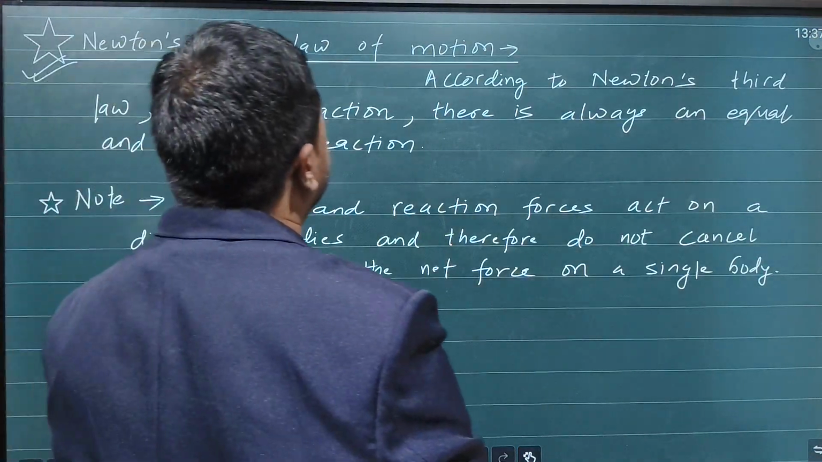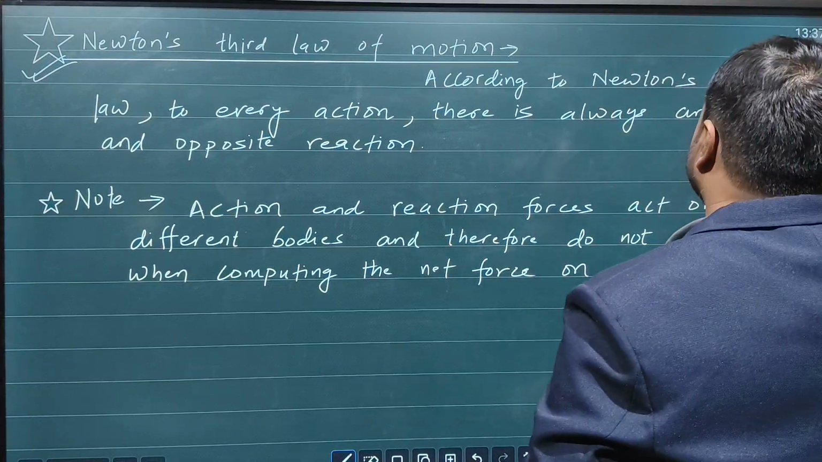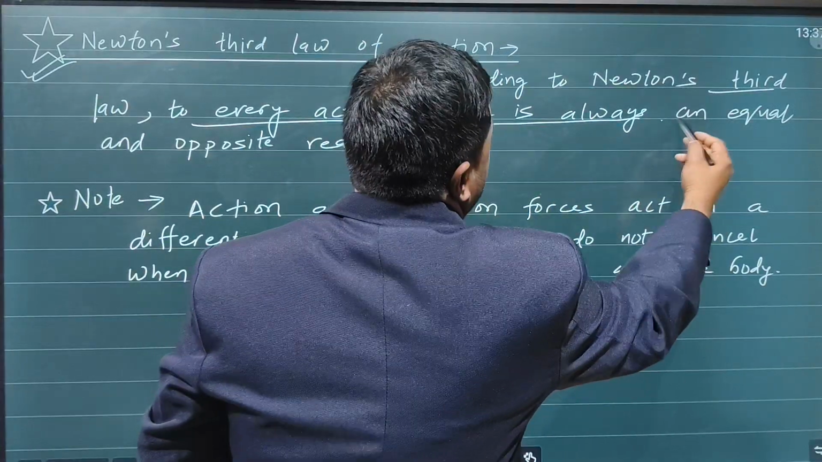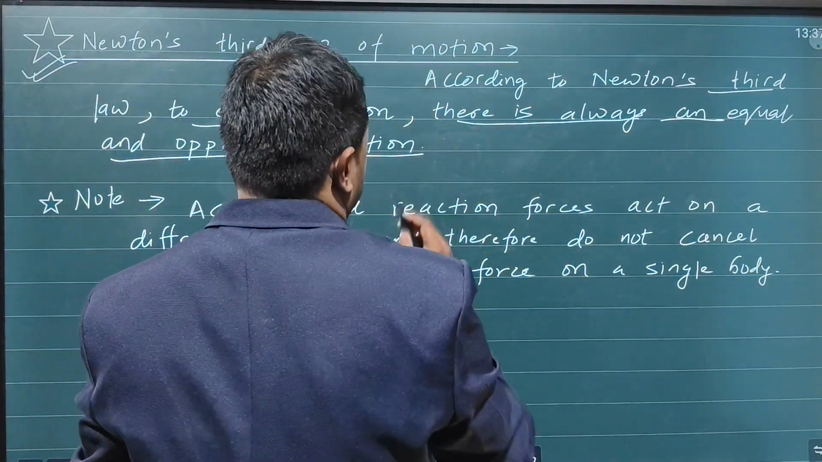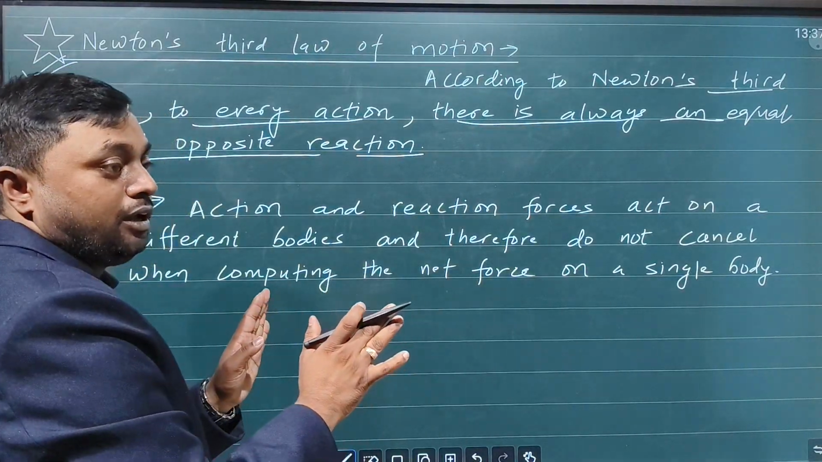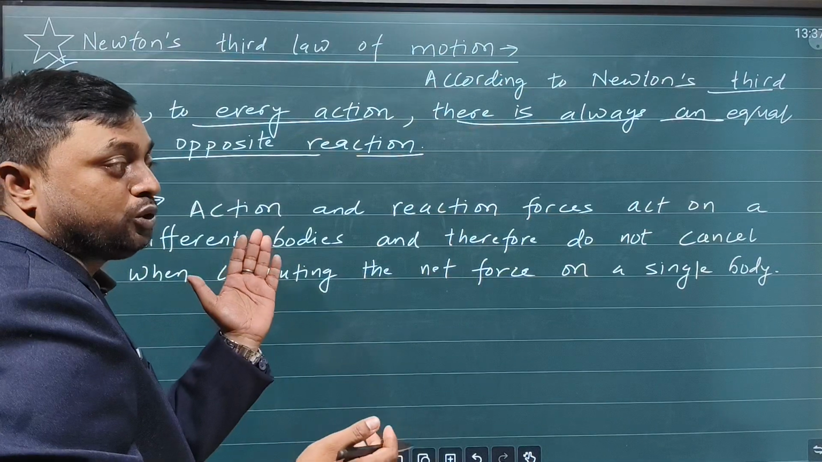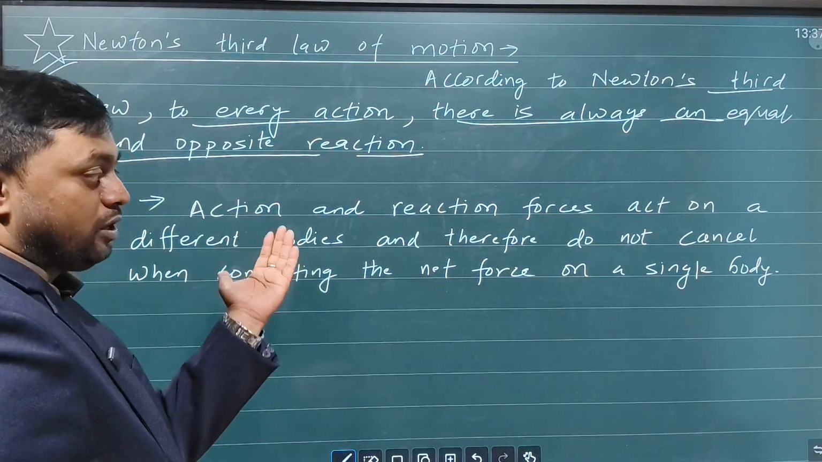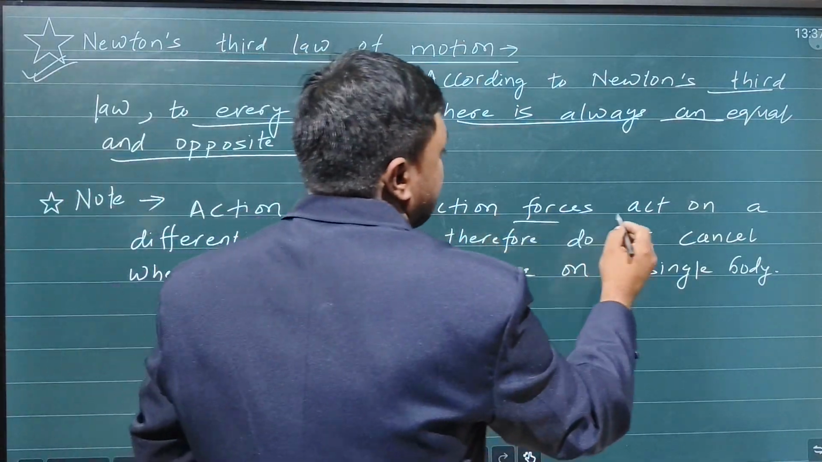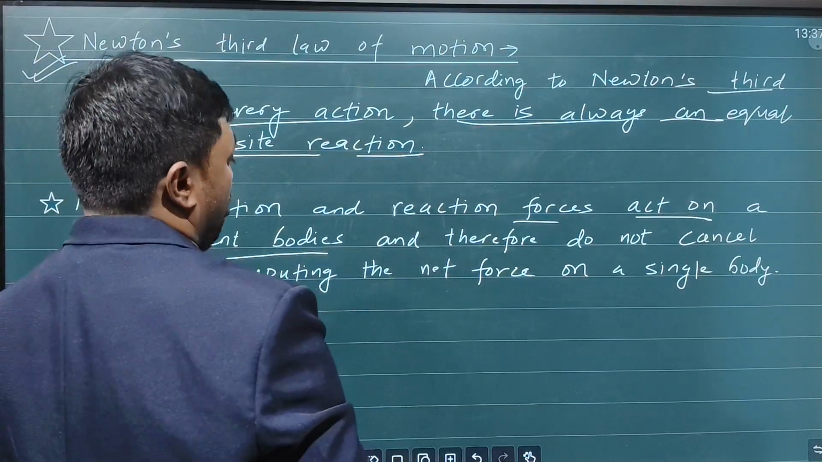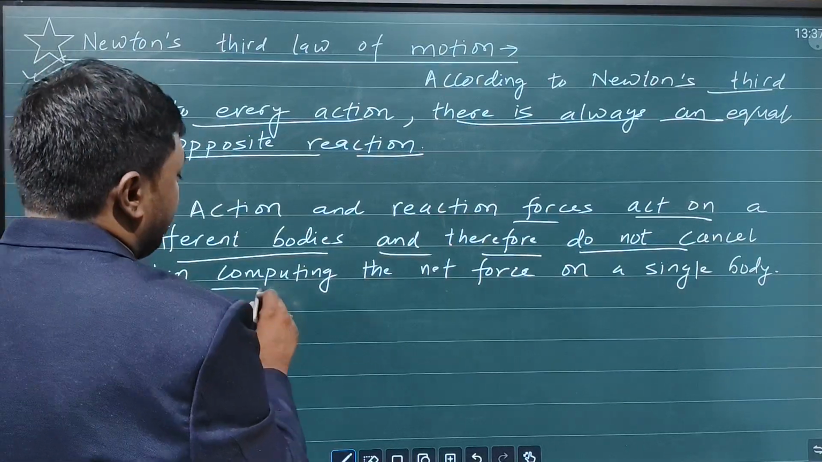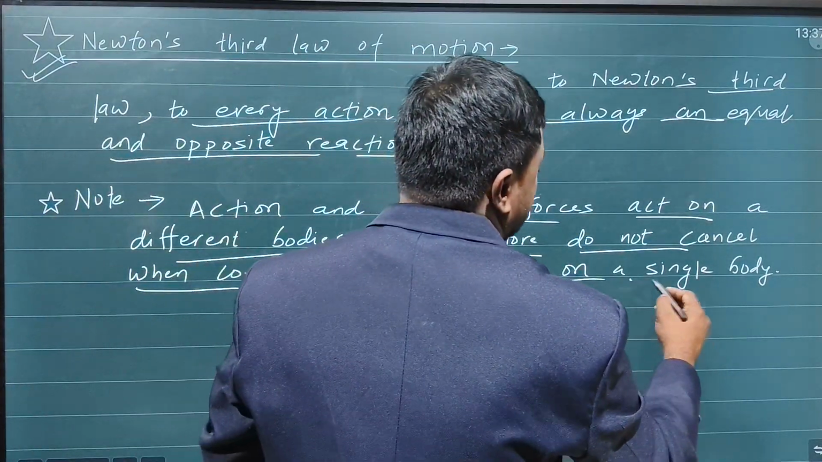Let's talk about Newton's third law of motion. According to Newton's third law, to every action there is always an equal and opposite reaction. It means if you press the wall with 5 newtons, the wall will also exert 5 newtons on you. Action-reaction forces act on different bodies and therefore do not cancel.